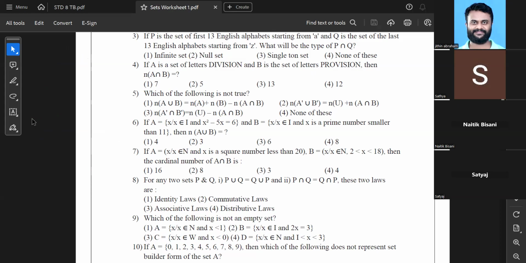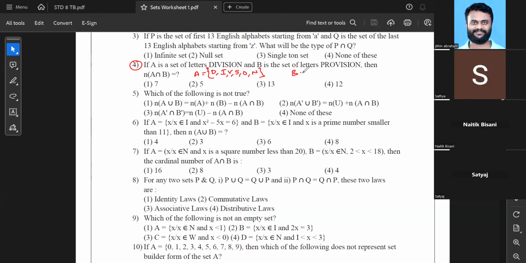Okay. The next question. If A is a set of letters in division, B is a set of letters in provision, then what is the number, that is cardinal number, of A intersection B? So first let's create the set. In this case, division will have D, I, V, S, O, N. These are the set of division, set A.